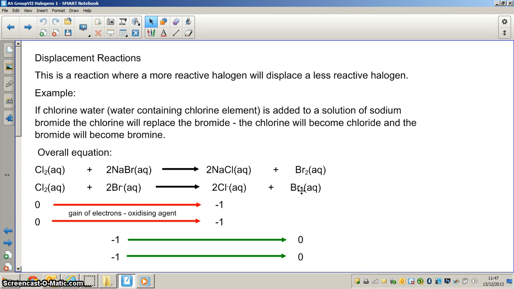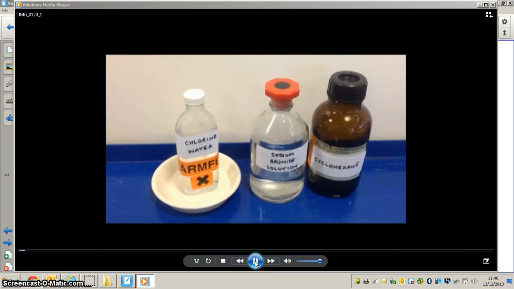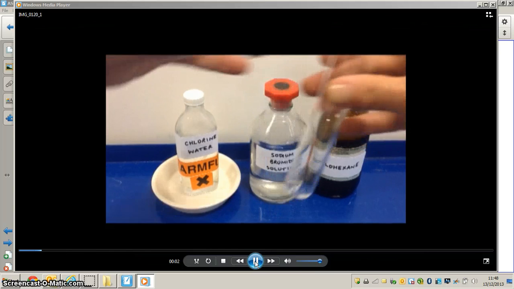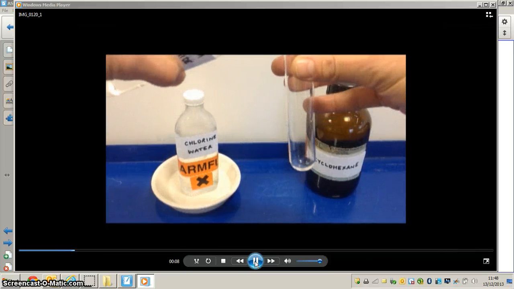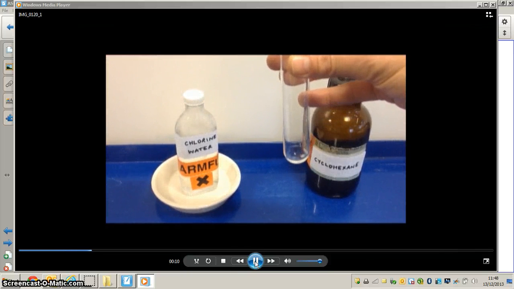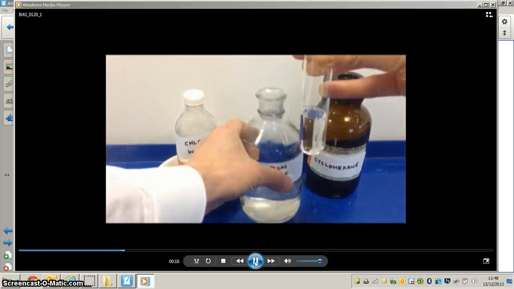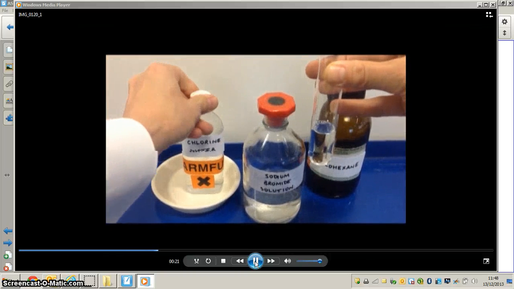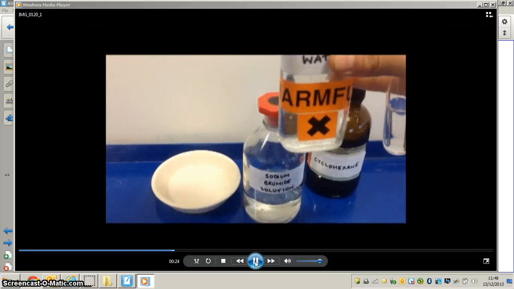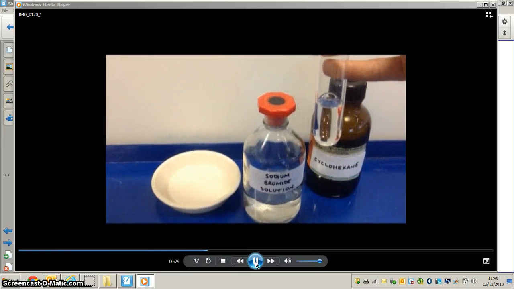And the best way of showing that is via a little experiment. So let's have a look at this. So here is our sodium bromide solution, and we put this into a boiling tube. You can see it's a colourless solution. Now, what we do is we add some chlorine water. Chlorine water effectively contains chlorine element. If we pour that in, just watch what happens to the solution.